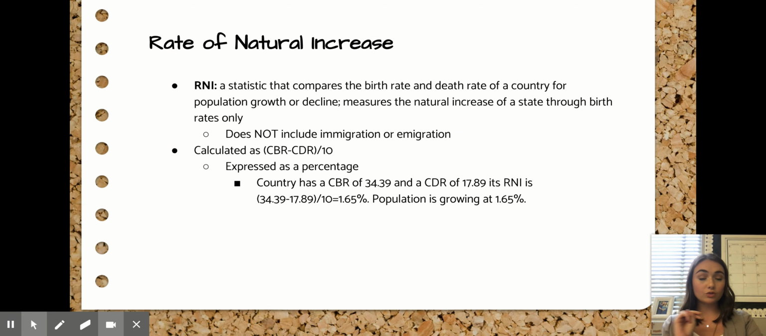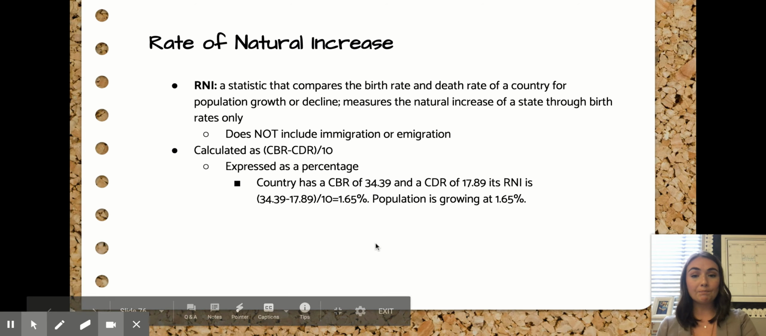So rate of natural increase is a statistic that compares the birth rate and death rate of a country for population growth or decline. It measures the natural increase of a state through birth rates only. So the rate of natural increase is how the population is increasing without immigration or emigration. So natural births within the country is the population increasing. It's calculated by taking the crude birth rate, subtracting the crude death rate, and dividing it by 10. And then it's expressed as a percentage.